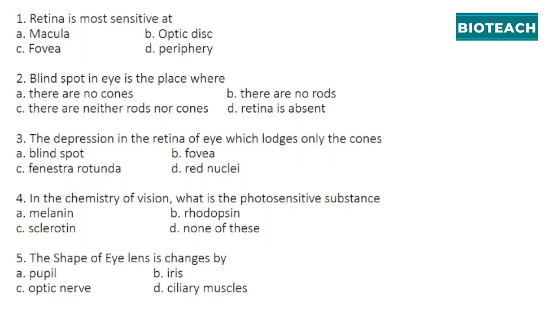The shape of the eye lens is changed by pupil, iris, optic nerve, ciliary muscles. The pupil and iris control the entry of light into the inner parts of the eye, and the optic nerve transmits nerve impulses to the brain. The ciliary muscles and the suspensory ligaments change the shape of the eye lens. The process is called accommodation.